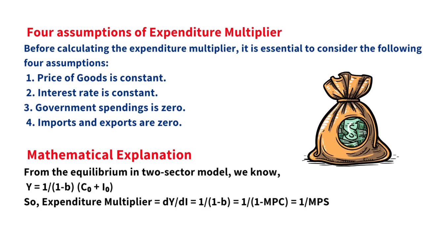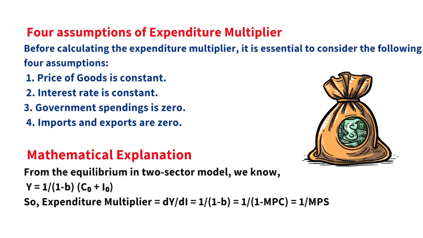Assumptions of expenditure multiplier. Before calculating the expenditure multiplier, it is essential to consider the following 4 assumptions. First one is price of goods is constant. Second one is interest rate is constant. Third one is government spending is 0, and last one is imports and exports are 0.